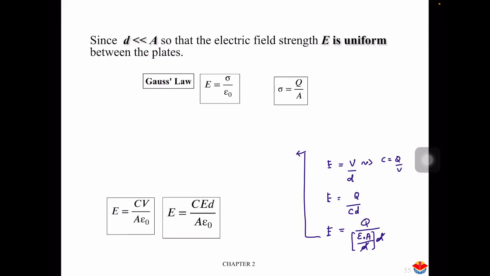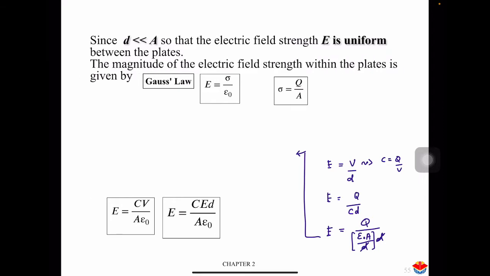Since D is much smaller than A, the electric field strength E is uniform between the plates. This one we already learned in chapter 1. If you have two metal plates, we assume that the electric field is uniform between those plates.